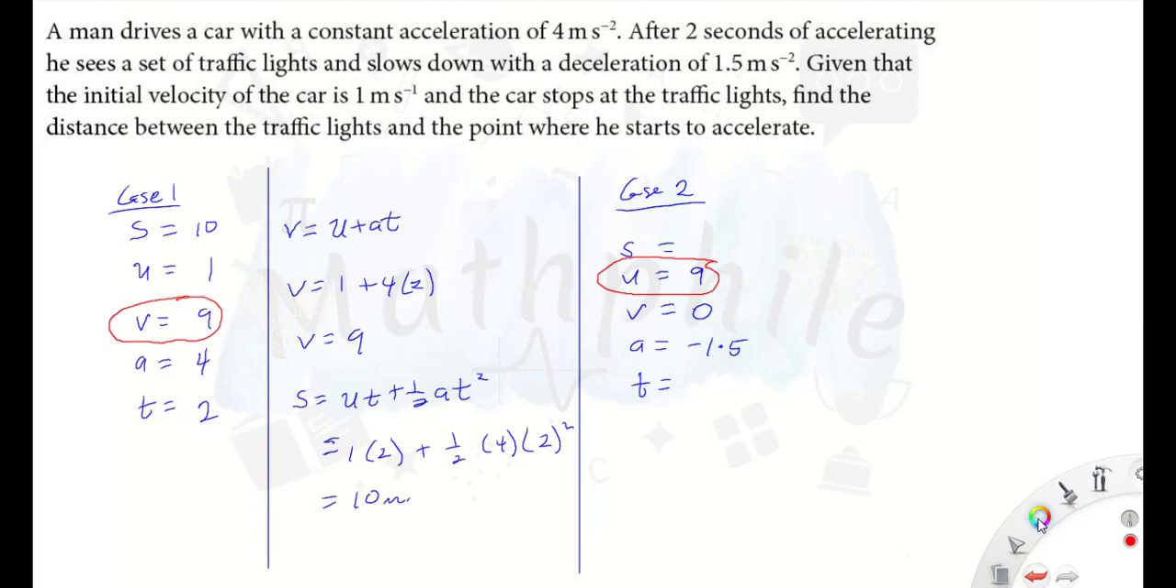Okay, so again, v equals u plus at. v is 0, the u is 9, acceleration is negative, so negative 1.5t. And you should be able to find t. So what is t? t is 6 seconds. And also v squared is equal to u squared plus 2as.